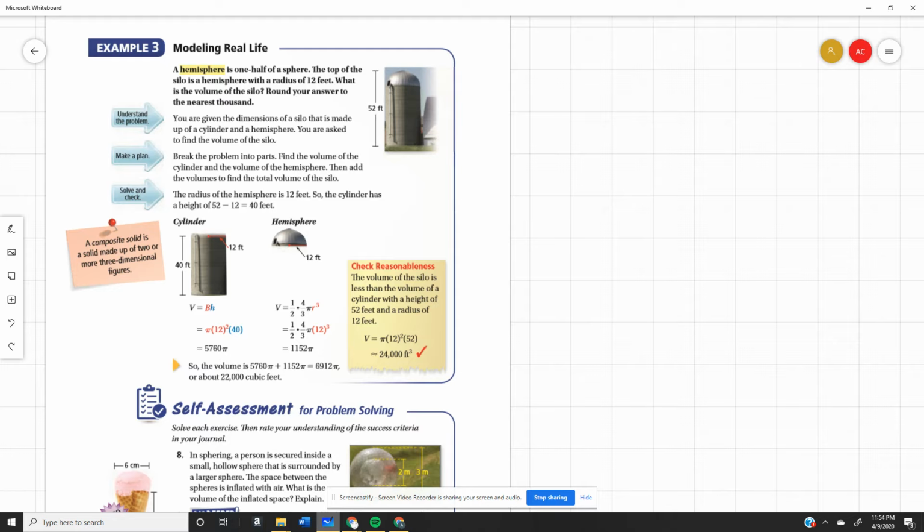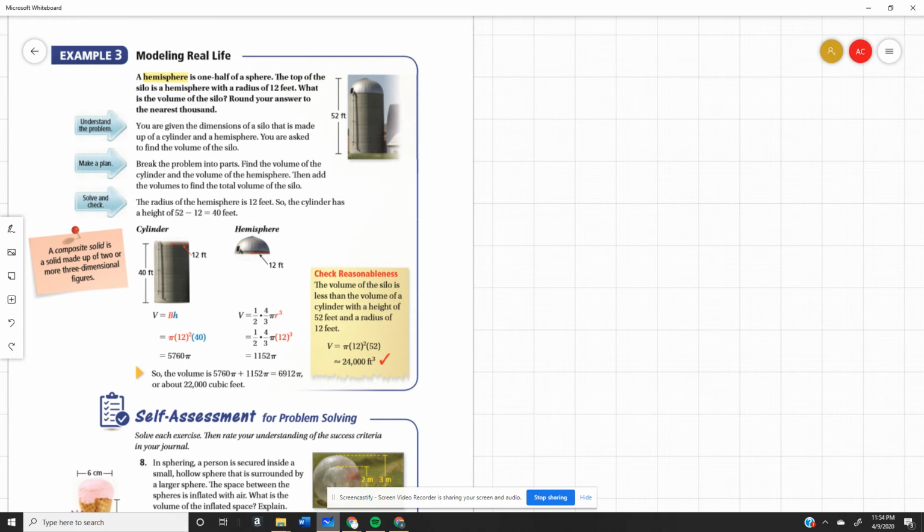So we have two different things going on here. We have a cylinder. This part right here is a cylinder. The bottom half of the silo is a cylinder. And then we have the hemisphere on top. So we are asked to find the volume of the silo. We're going to break the problem into parts. First, we're going to find the volume of the cylinder. Then we're going to find the volume of the hemisphere. And then add those two together.